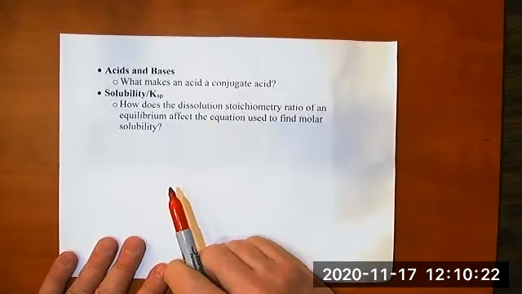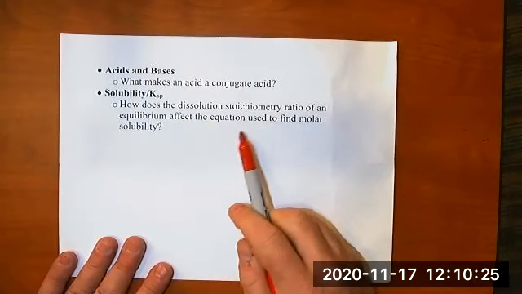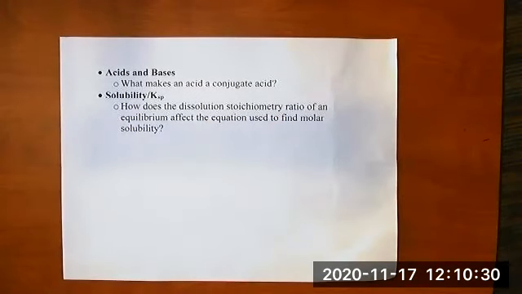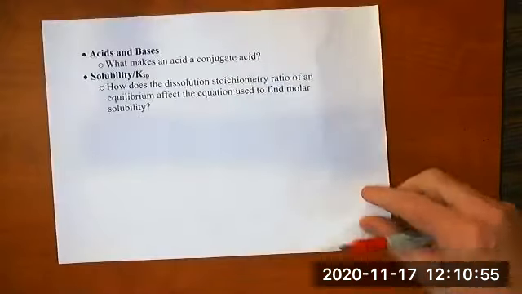the dissolution stoichiometry of an equilibrium and how that affects the equation used to find molar solubility. And based on a variety of Piazza questions and a variety of questions in my office hours, I'm finding that there seems to be some confusion about the relationship between a Ksp, the equilibrium constant for dissolution, and the molar solubility, what exactly their relationship is. So I'd like to go into that in a little bit more detail, and we will get to the specific idea of the dissolution stoichiometry as part of that.